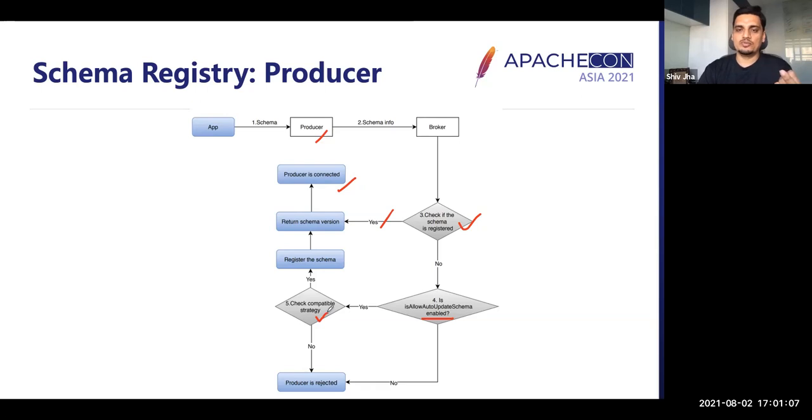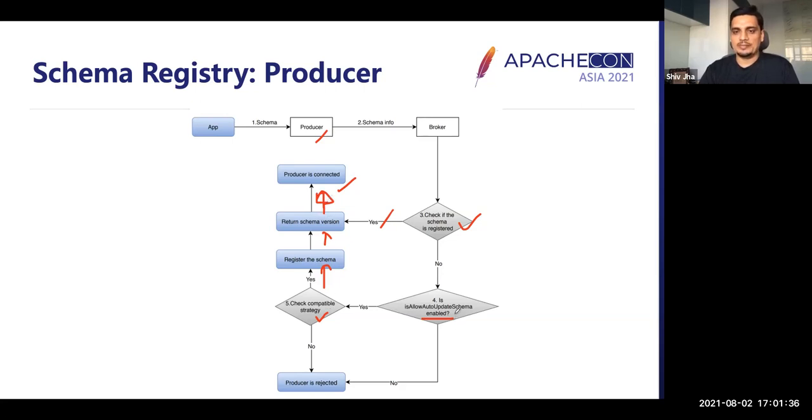If auto update is enabled, then it will check for the compatibility mode. It will check if this new schema conforms to the rules imposed by this compatibility strategy, and if the new schema is fine, then it is registered in the schema registry, and you get back a new version of the schema. Then your producer is connected, and you can go happily producing more and more data on top of this new schema.